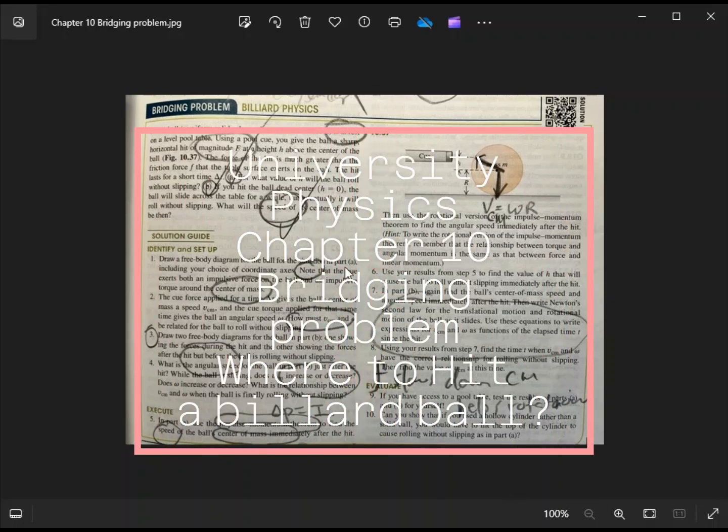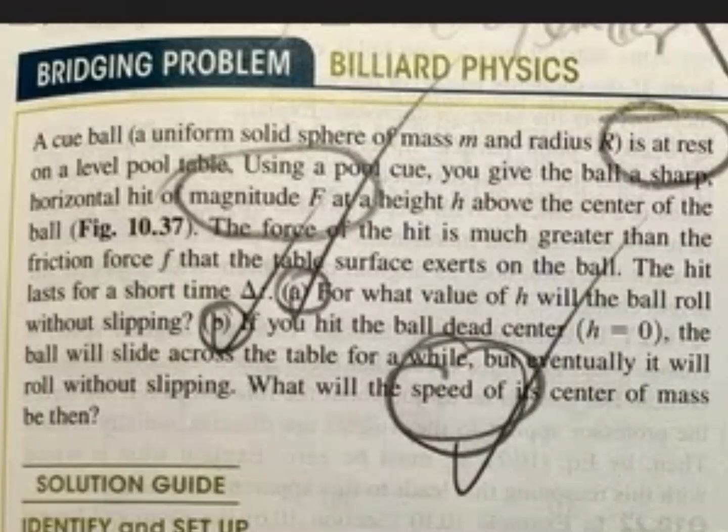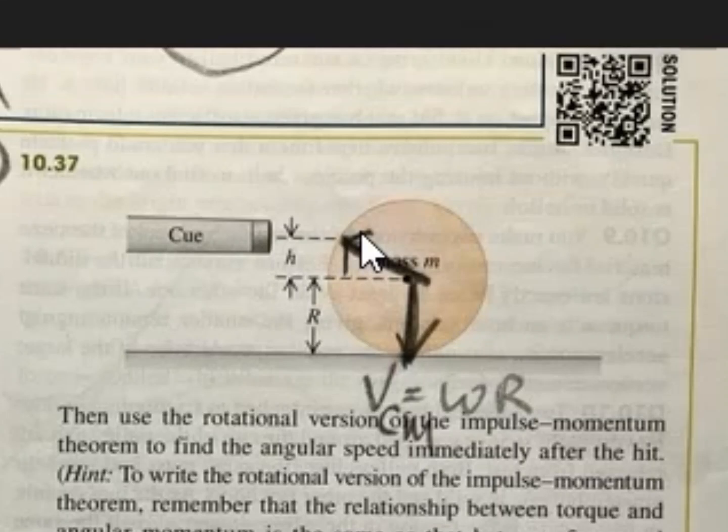Okay, so now we're going to look at University Physics, chapter 10, the bridging problem, billiard physics. What this problem asks us to do is that we have a billiard ball and a cue stick. The cue stick would strike the billiard ball at a certain place with respect to the center of mass of the billiard ball. There are two parts to this problem.